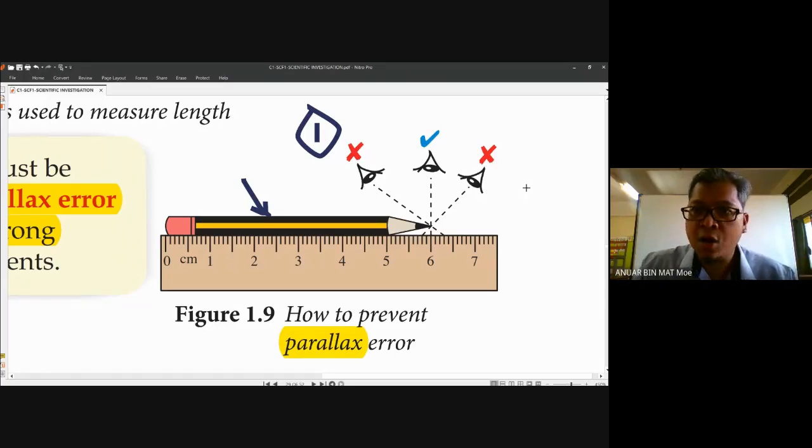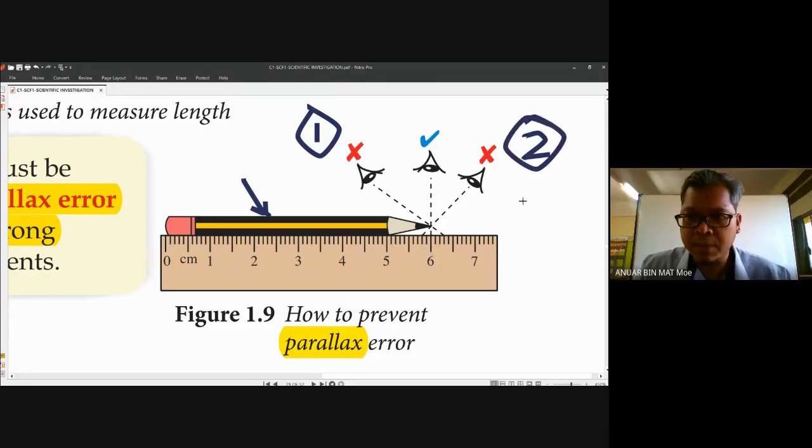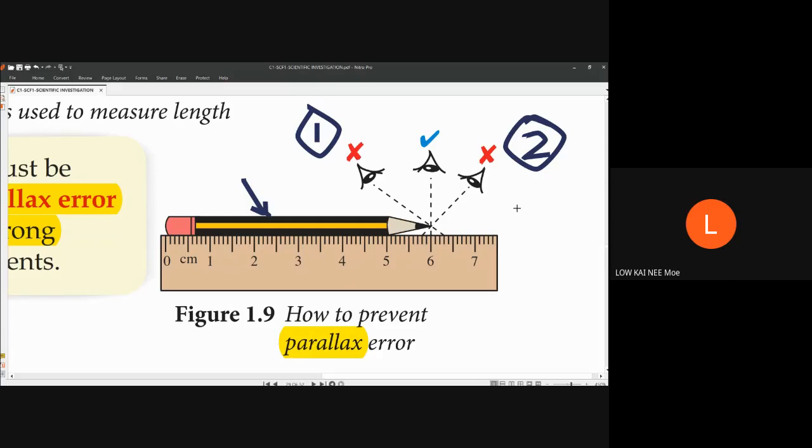Then if you look from the position of eye number 2 here, what will it be? What is the measurement for number 2? 5.8. Yes.